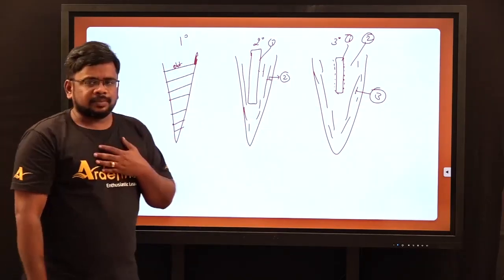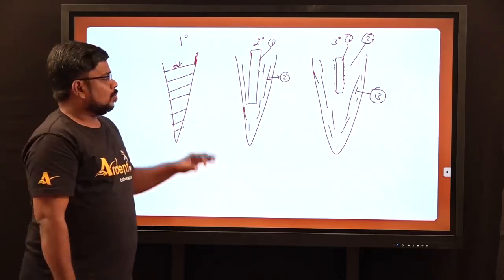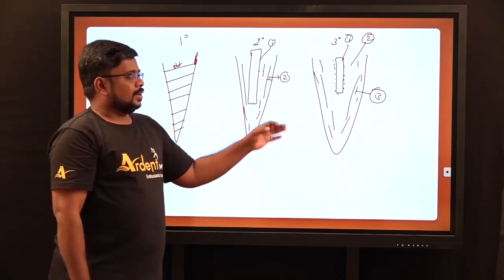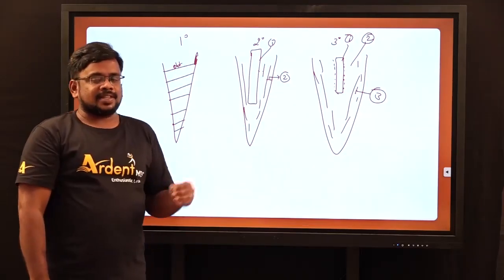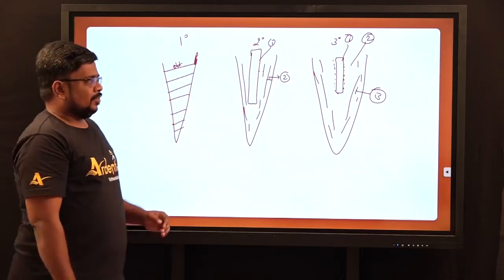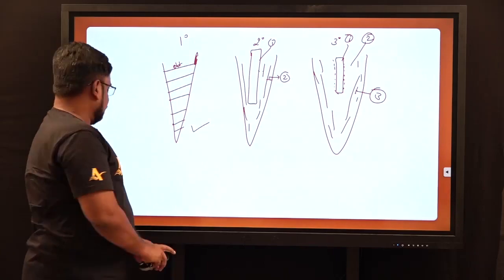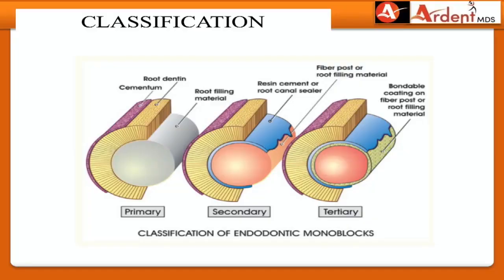So which is a better one? Most of the studies say primary monoblock is better than secondary and tertiary. Decreasing the interface decreases the stress concentration on the root surface, which decreases fracture. So primary monoblock is better than secondary and tertiary monoblock. Now let's see what is given in your textbook.